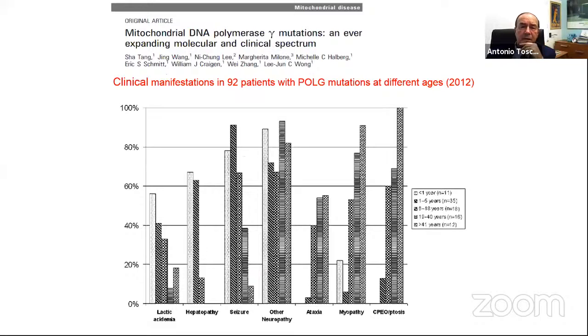And this is particularly evident in this work done by a group of American, Japanese and Chinese colleagues. They studied the manifestations of patients with POLG mutations at different ages. You can see that the majority of these columns are particularly devoted to the presence of peripheral neuropathy.